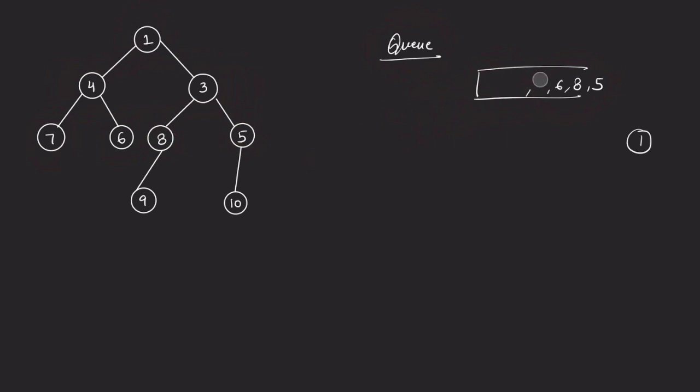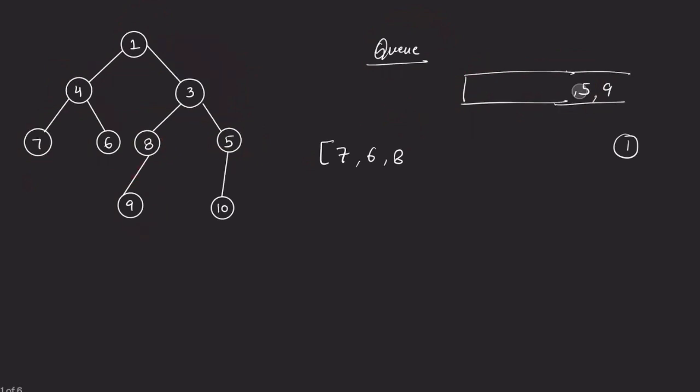In the first iteration, it will take 7 out, right? And it will push its left and right child, but we are not having any, so it won't push anything. In the next iteration, it will take 6 out. Again, 6 is not having any left and right child. So in the next iteration, it will take 8 out, right? Now there is one child of 8, which is 9. So 9 will be pushed here, and then it will take 5 out. So 5 will come here, and the child of 5, that is 10, will be pushed here.